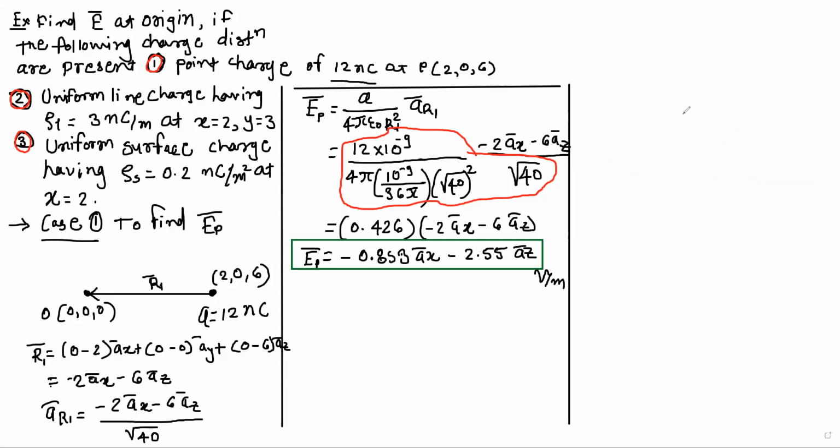Right, now case 2. What is case 2? Case 2 is to find the electric field intensity due to line charge. So this is to find electric field intensity due to line charge, which means EL bar, right? Now let us try to understand this scenario.